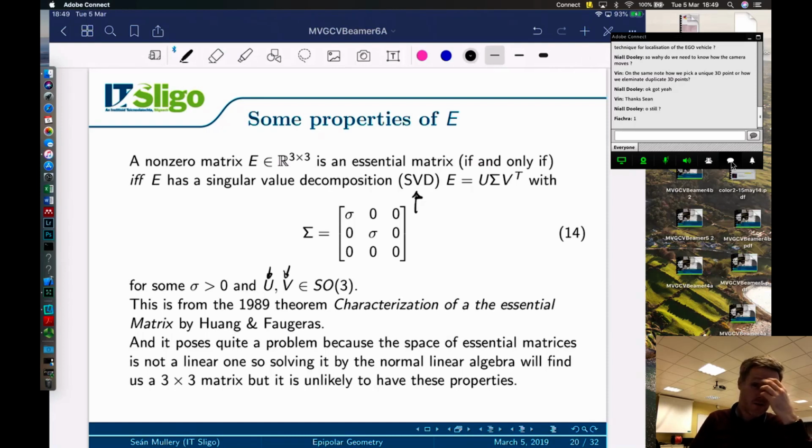So if we do a singular value decomposition like this, and we can get those both to be the same value and this to be 0, then we can be assured that we have some rotation matrices, and from that we can work out our rotation matrix. This is from a 1989 theorem, which I'm not going to go through the proof of, called the characterization of the essential matrix by Huang and Faugeras, who I think have a book by one of those guys up on the shelf there. And it poses quite a problem because the space of essential matrices is a nonlinear one. So solving it in the normal linear algebra way will find us a 3×3 matrix, but it's unlikely to have these properties.